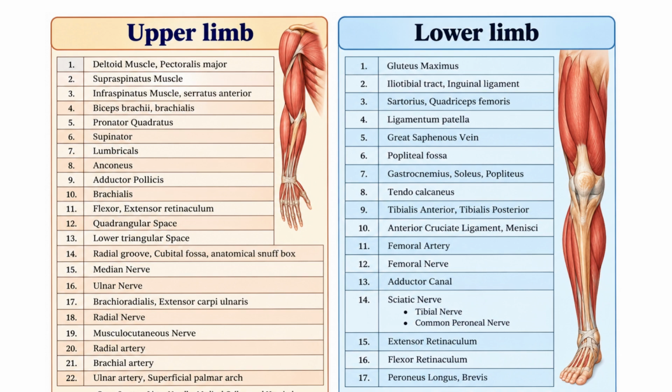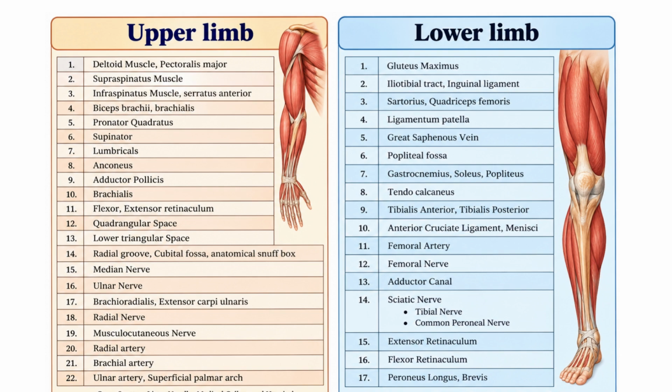Great saphenous vein originates from the dorsal venous arch, and it drains into the femoral vein at the saphenofemoral junction through the saphenous opening. It is the vein more commonly used in CABG grafts. Coming to the popliteal fossa, it is a diamond-shaped fossa behind the knee. It contains the popliteal artery, vein, tibial, and common peroneal nerves.